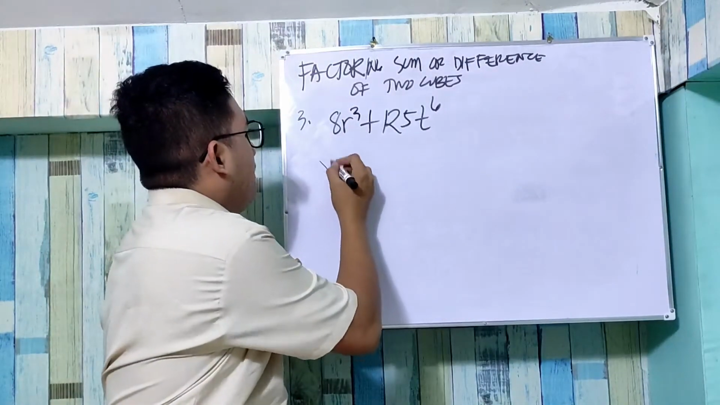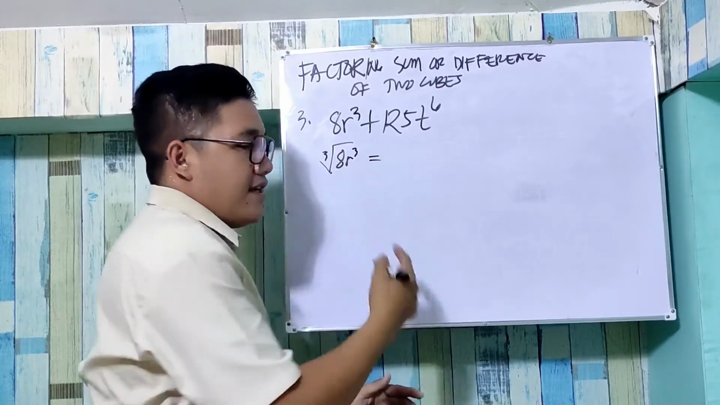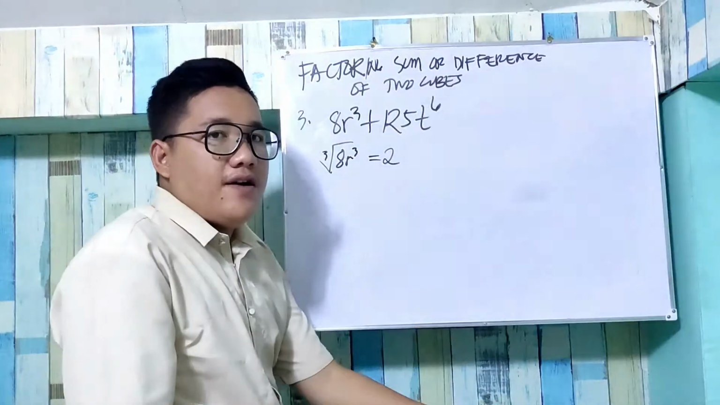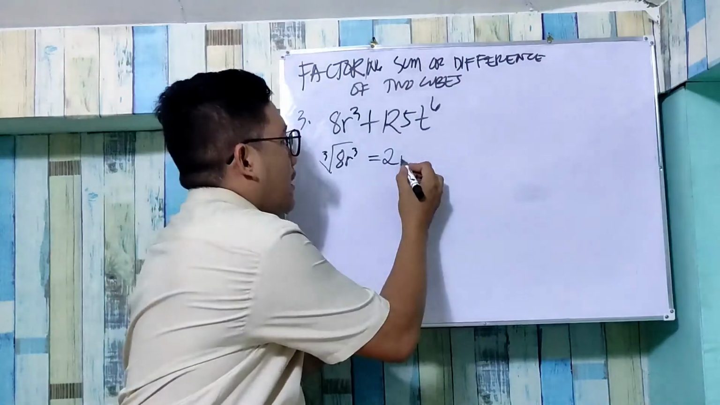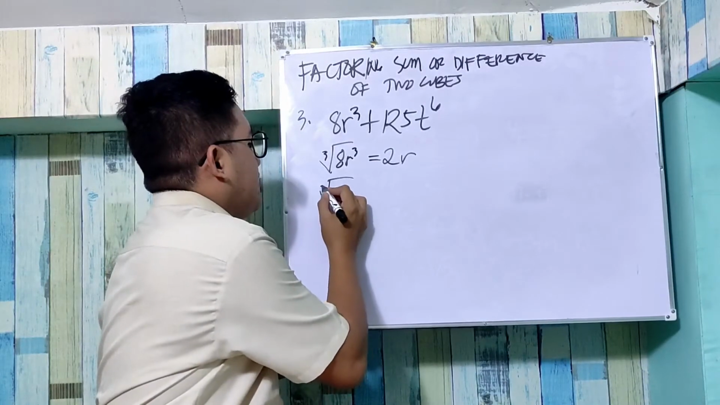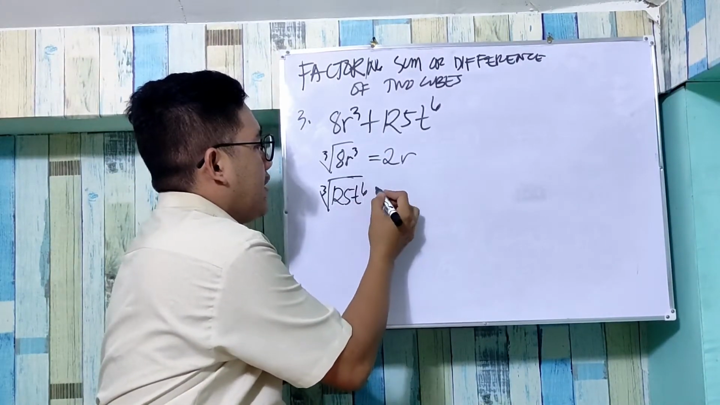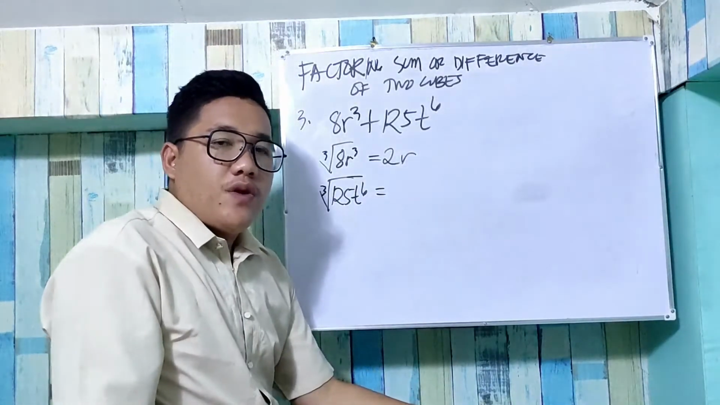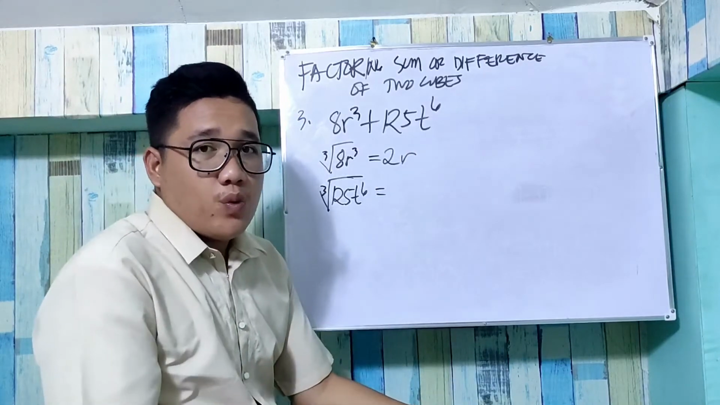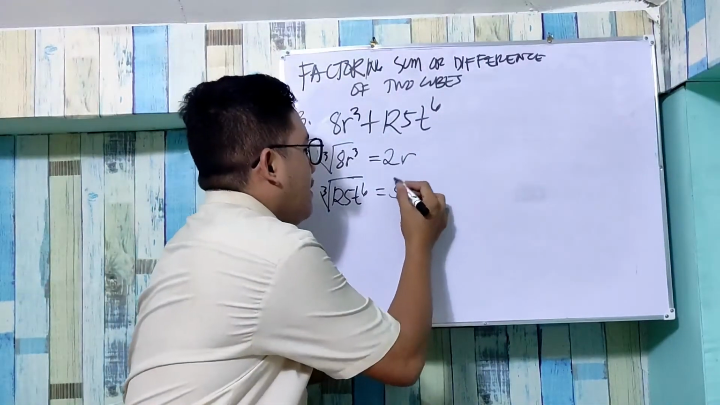So we have the cube root of 8r cubed. What is the cube root of 8? That is 2. What is the cube root of r raised to 3? That is r. So we have 2r. Next, what is the cube root of 125t raised to 6? What is the cube root of 125? That is 5. 5 times 5, 25, times 5, 125. So we have 5.